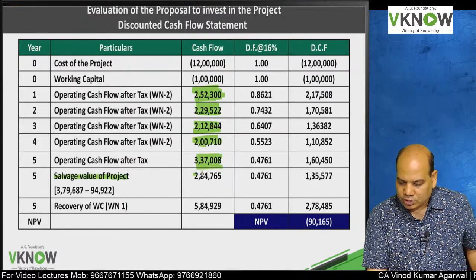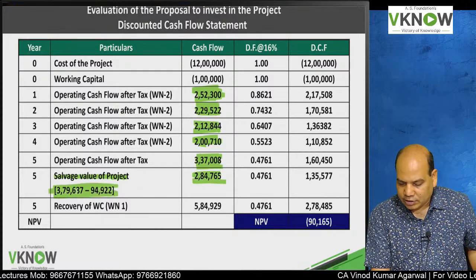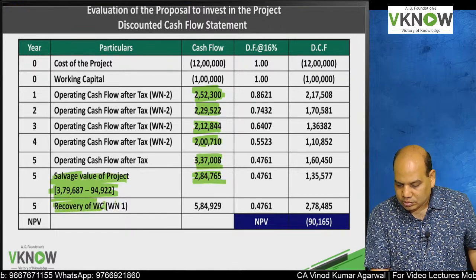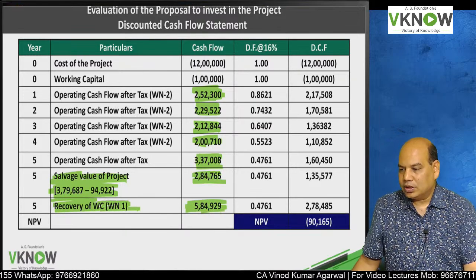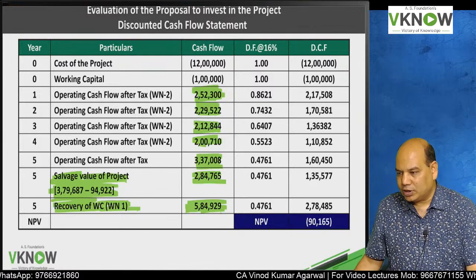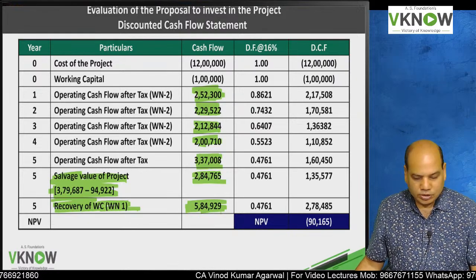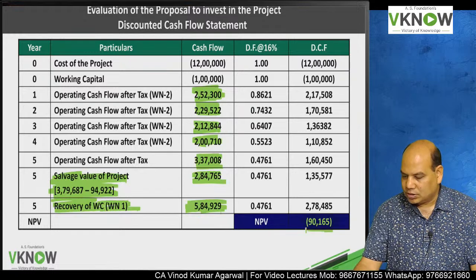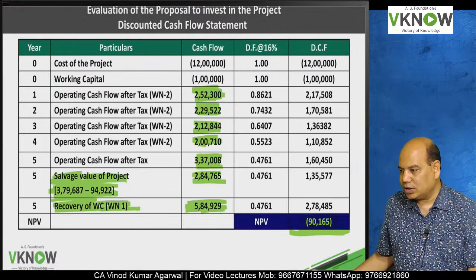Salvage value of the project 284,765. In bracket, write the calculation. And recovery of working capital, working note 1, you have written 584,929. We have prepared working notes for everything. We have written calculation for everything. Now the student will have to solve and reach this NPV. Just check the answer. You can do it. If you have doubt, check from the screen.